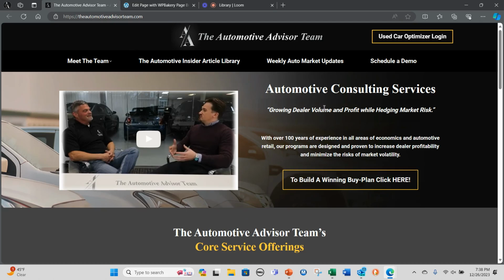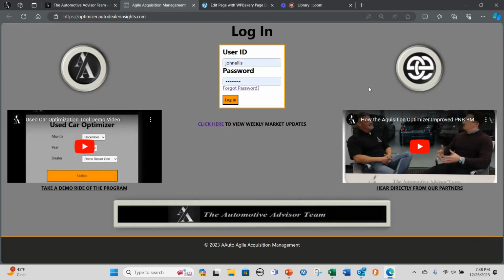Hi, today we're going to look at the Automotive Advisors team's used car optimizer tool. So you go to the website Automotive Advisor Team to log in, and here is the used car optimizer login page. As you can see, we have a demo that you're watching right here to walk users through how simple the program is, but how effective it is.